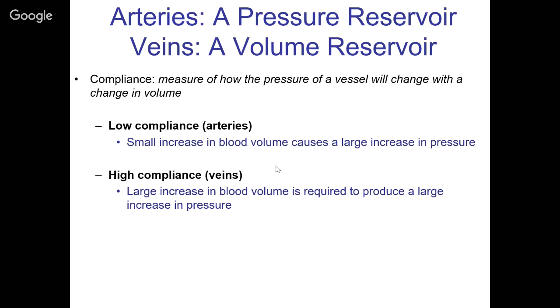When we talk about a pressure reservoir, this is really that idea of arterial compliance or arterial stiffness that we talked about before. Okay, so compliance is the inverse of stiffness. If something is really stiff, it doesn't want to move at all. If it's really compliant, a little change in pressure will cause a great change in the volume. So compliance can be defined as a measure of how the volume of a vessel will change with the change in pressure. So the arteries, which have a low compliance, that means if we change blood volume just a little bit, then pressure will change a whole lot. And the inverse would also be true. If we look at the veins, which have a high compliance, then a huge change in blood volume is necessary if we really want to change the pressure.